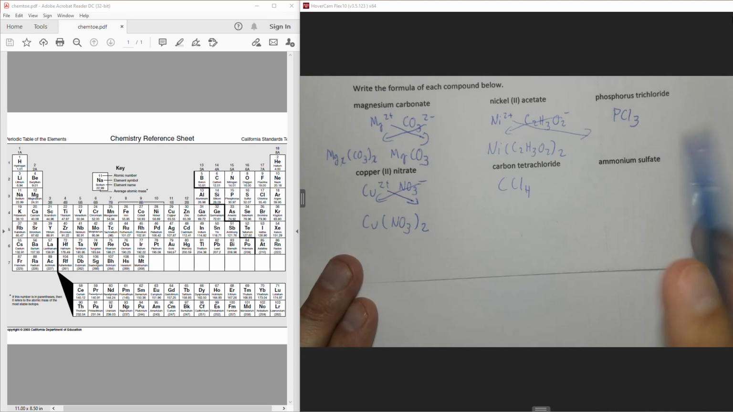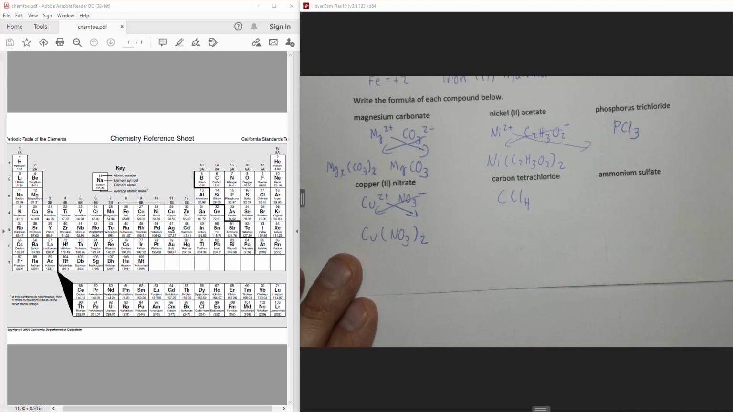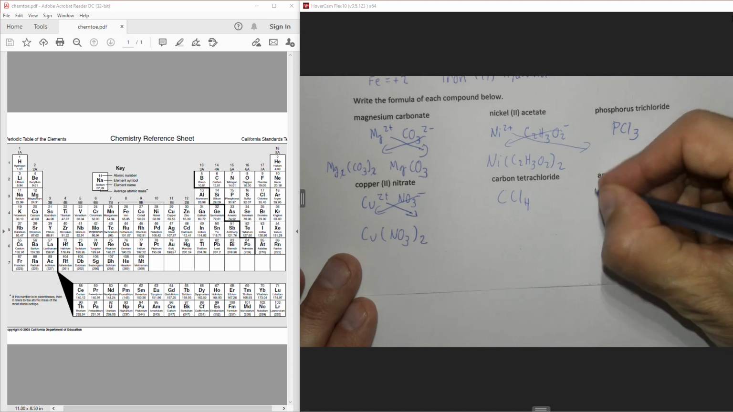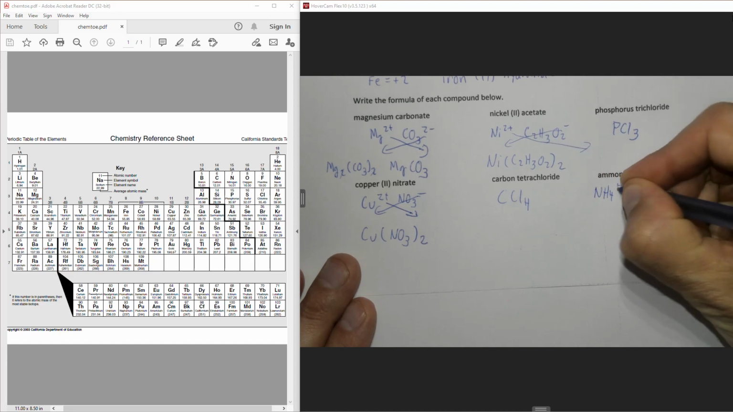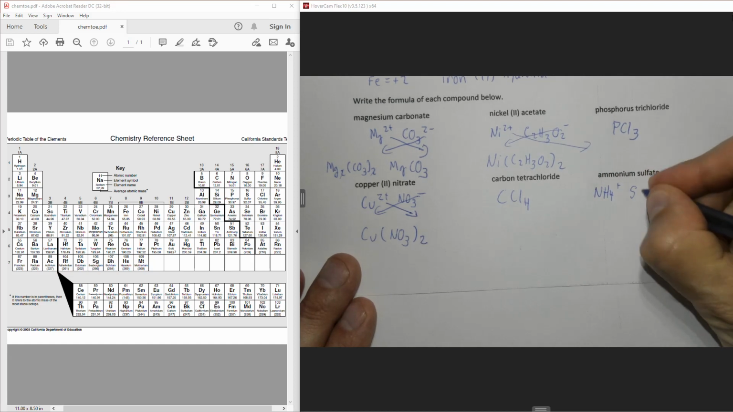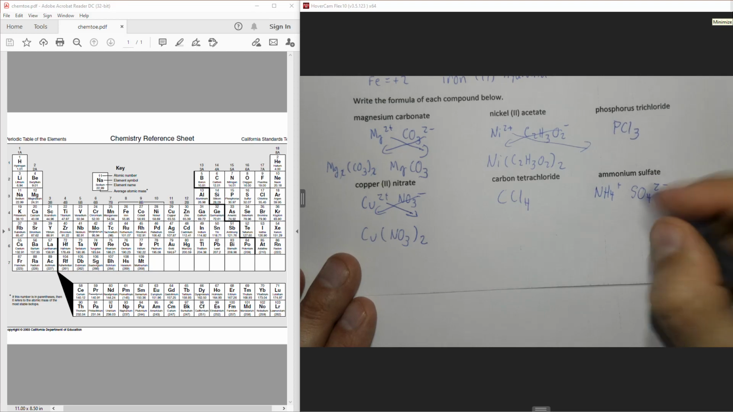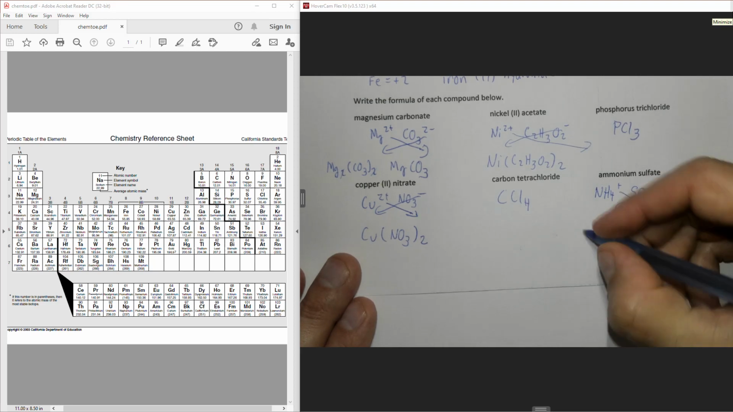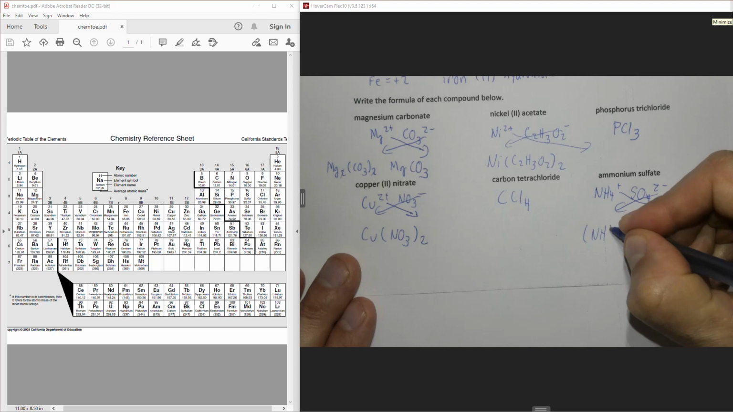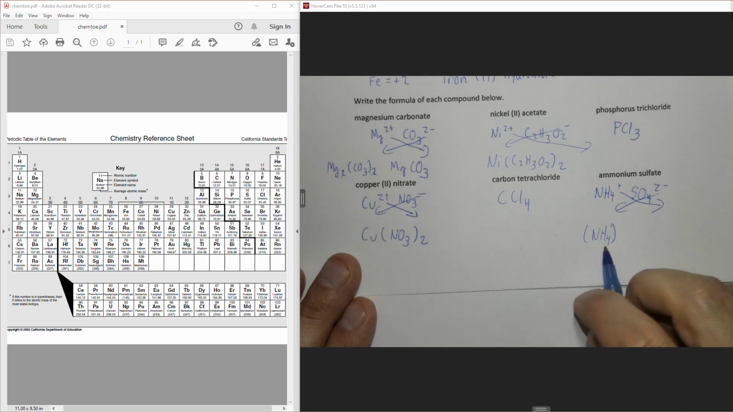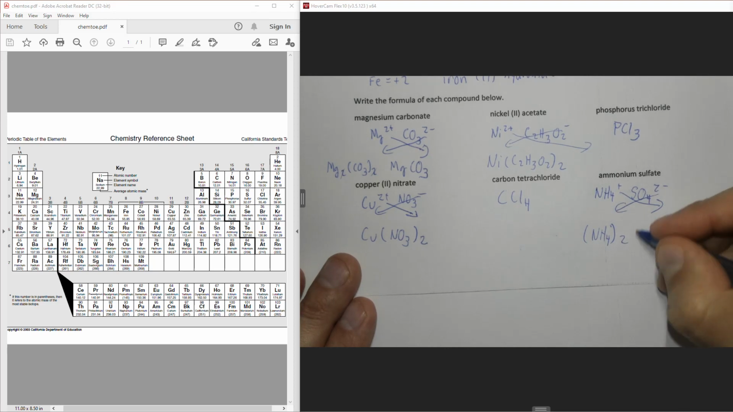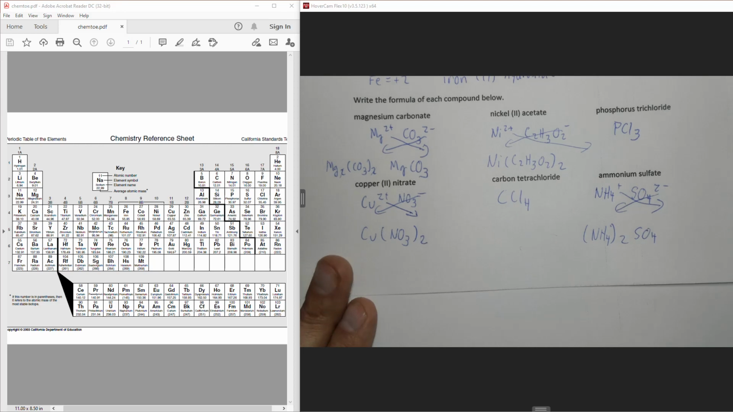Ammonium sulfate. Ammonium is another polyatomic ion, which is NH4+. Sulfate is SO4 2-. Cross them, and we get NH4, which has to be in parentheses because there's more than one of them, 2 SO4.